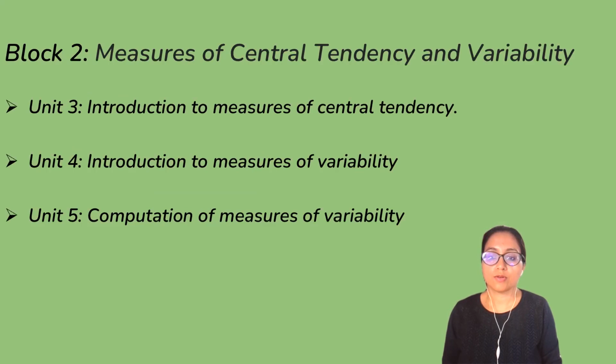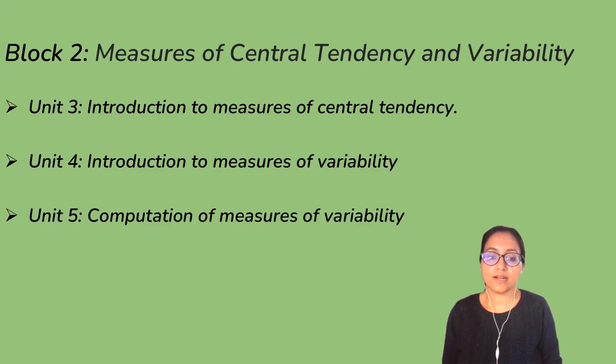Now coming to Block 2. Block 2 discusses measures of central tendency and variability. Under this block, there are basically 3 units: Unit 3, Unit 4, and Unit 5. Unit 3 is Introduction to Measures of Central Tendency. Unit 4 is Introduction to Measures of Variability. And Unit 5 is the computation of measures of variability.